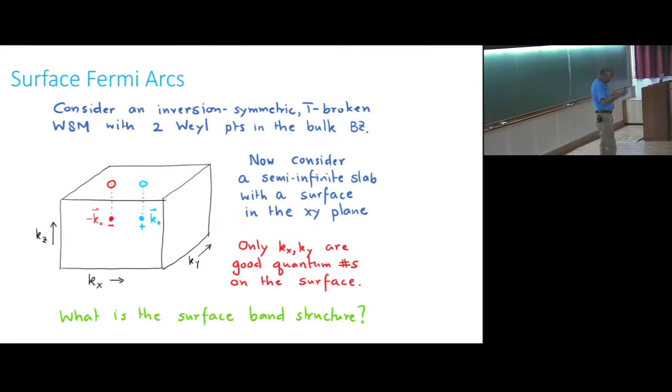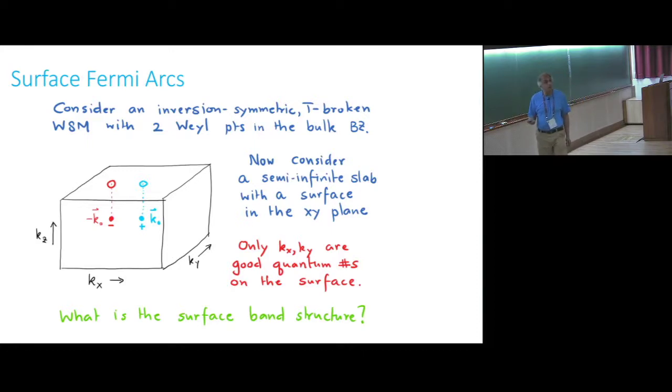Imagine that you have a slab, a semi-infinite slab of this Weyl semi-metal, and it's extended in the z direction from z equals 0 to, let's say, minus infinity. And then in the x and the y directions, it's completely infinite. So there's translation symmetry in the x and the y directions. So kx and ky will be good quantum numbers. But kz, of course, is not, because you don't have translation symmetry in the z direction. So you'll have to think about the band structure on the surface Brillouin zone, just kx and ky.